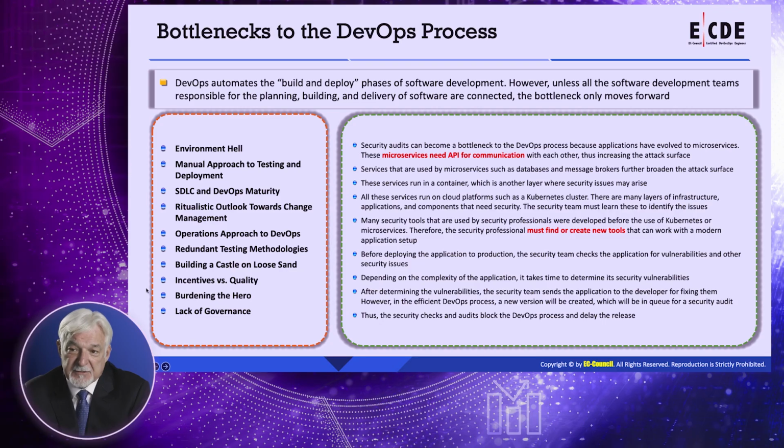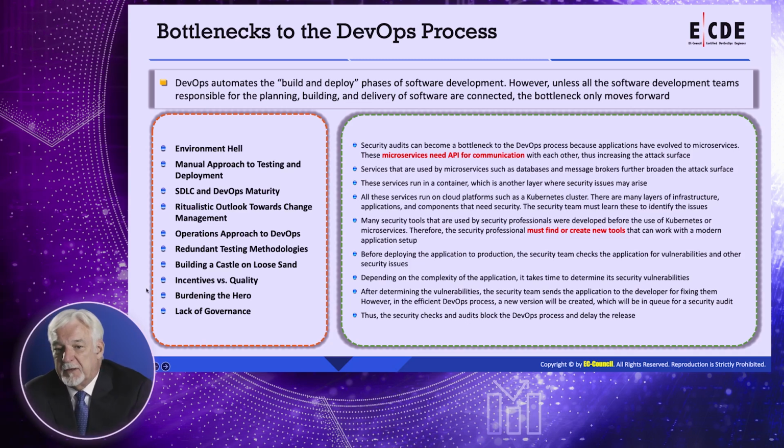The security team has to learn how to identify those issues. Many security tools that are used by security professionals were developed before the use of Kubernetes or some of these other microservices, etc. Therefore, the security professional must find or create new tools that can work within modern application setups. Things have changed. The security professional has to migrate with them.